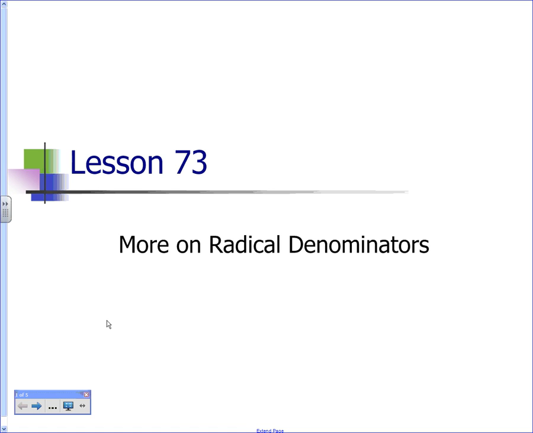Looking at lesson 73 today. We're looking at radical denominators.